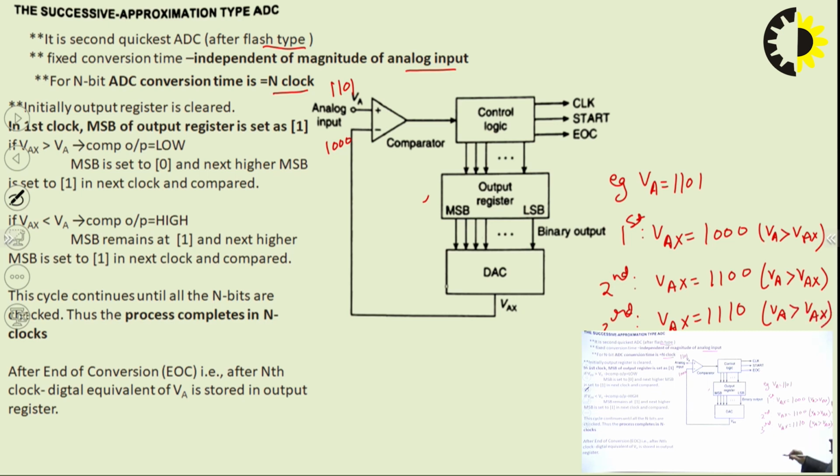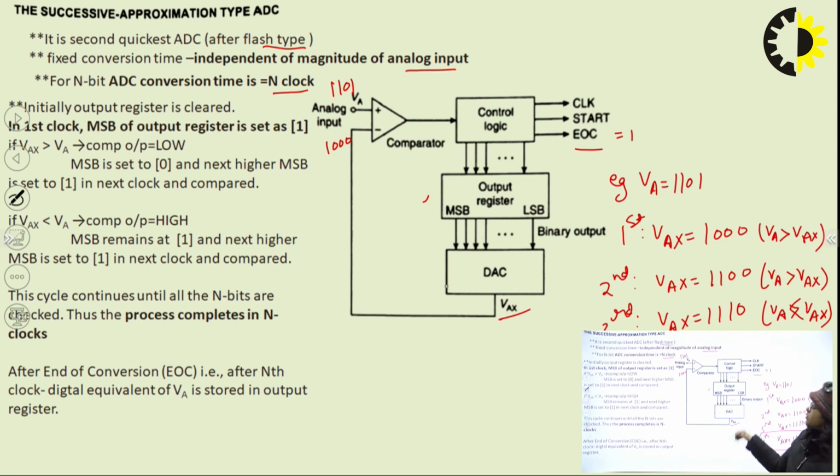And once this value becomes greater than the analog input, it resets that bit and sets the next bit, generating VAX equal to 1101. In this case, VA equals VAX, the conversion stops and the end of conversion is equal to 1. So after the fourth clock cycle, we get the analog output VAX equal to the analog input VA.